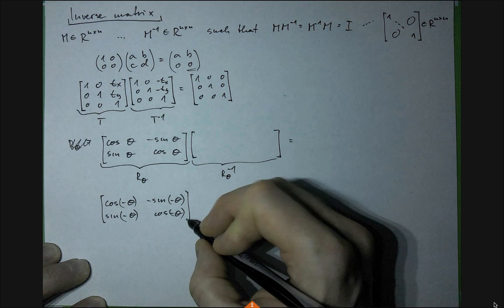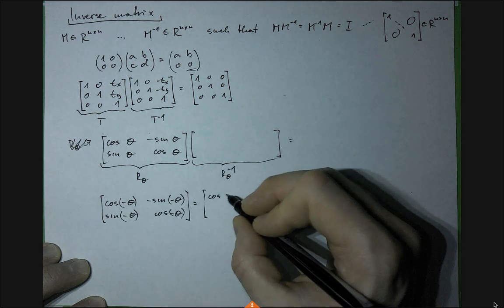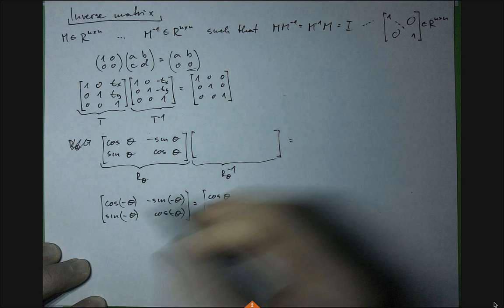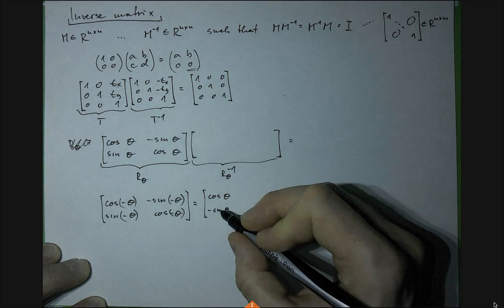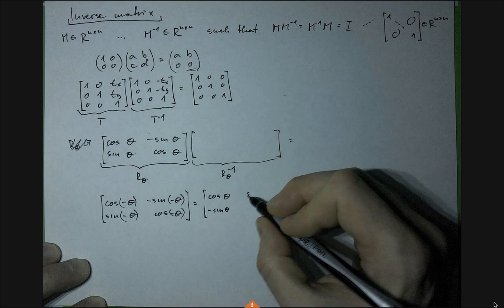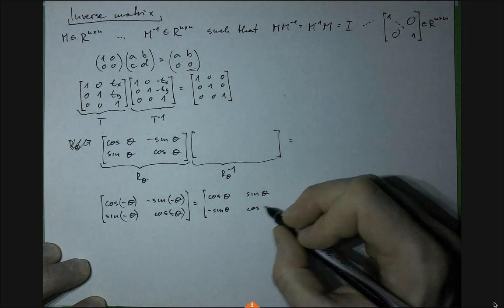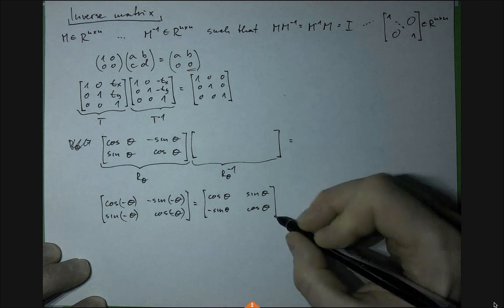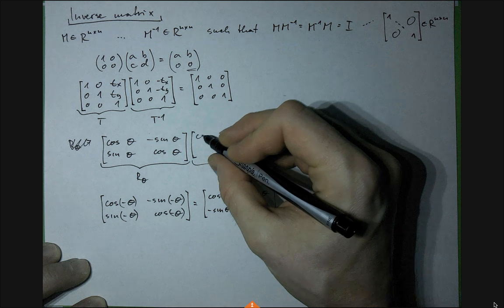But because of the properties of the trigonometric functions, cosine of minus theta is just cosine of theta, and sine of minus theta is minus sine theta. Like this. So this would be the sine of theta, and this would be cosine of theta. Did I do it right? I think so. Yeah. So if you plug it in here, let's try that.